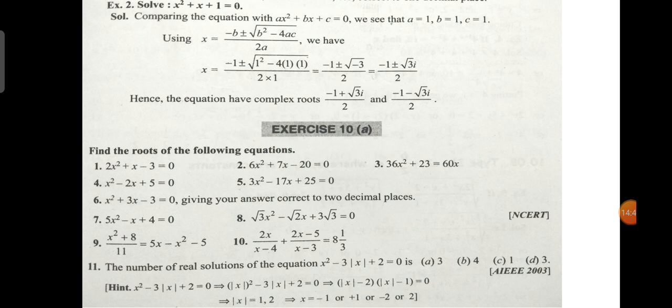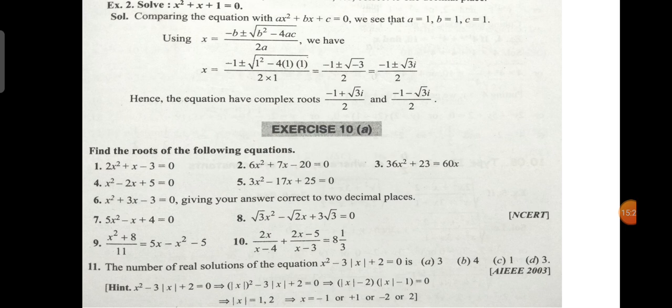So what is root of minus 1? It is i. You have studied in complex numbers. Root of minus 1 is i. So it is root 3 i by 2, so it is minus 1 plus or minus root 3 i by 2. That is, minus 1 plus root 3 i by 2 and minus 1 minus root 3 i by 2 are the complex roots for the equation.